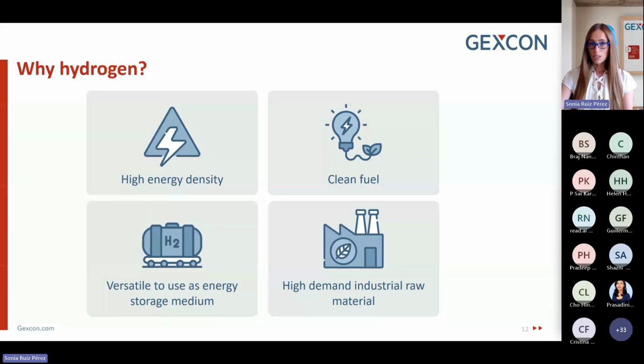Its versatility spans multiple sectors, from transportation and power generation to industrial processes and energy storage. And it can also be used as an energy storage medium, as a fuel and an industrial raw material, enhancing its potential to support a low-carbon future.